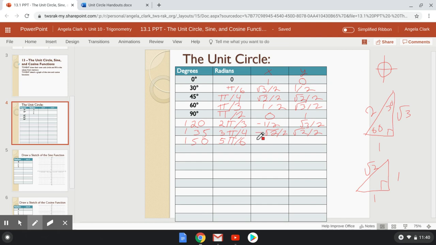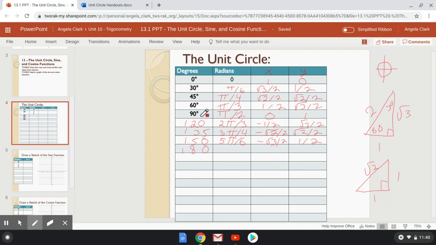So again, these are going to be the same numbers as 30 degrees, but x is going to be negative. So negative root 3 over 2, 1/2. All right, then we have 180.